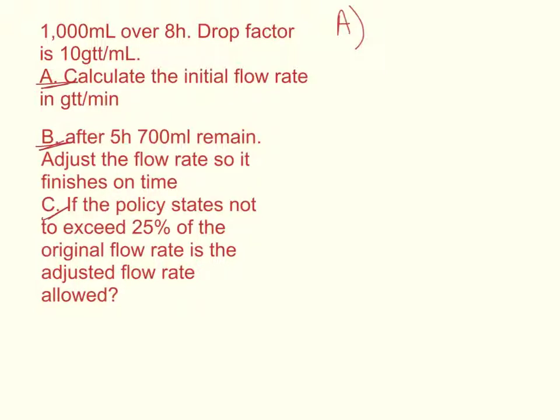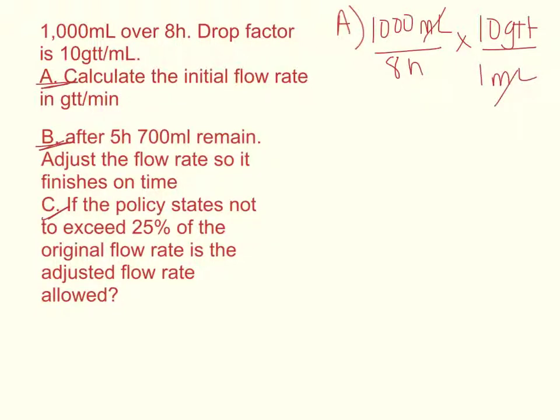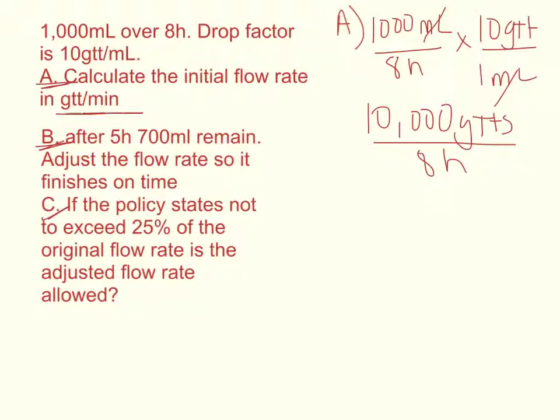So, given the information we have, we're going to take the 1,000 milliliters over the 8 hours, and we're going to multiply that by the drop factor. So all I am doing right now is getting rid of my milliliters and converting it into drops. So I'm going to have the drops on the top here, and then I'm going to have my 1 milliliter on the bottom, so those cancel out. So 1,000 multiplied by 10 would give you 10,000 drops over 8 hours. But it's asking to calculate it in drops per minute.